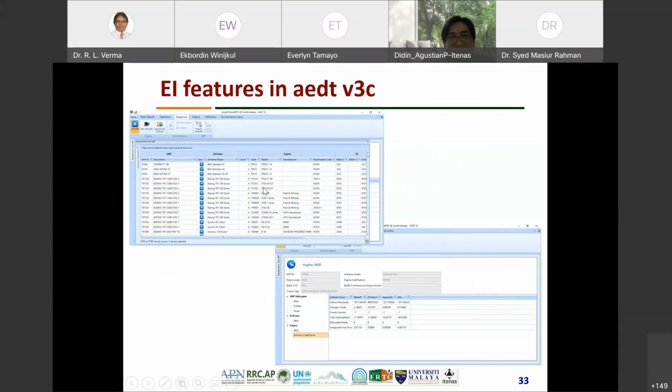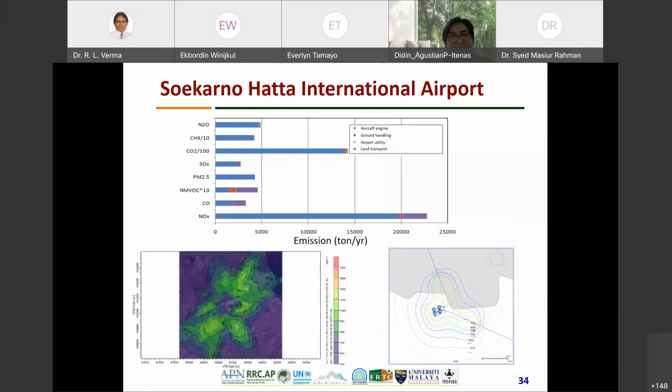We need to really input the detail type of aircraft. So we need to survey the airport and then collect the landing and takeoff information. Also to see the type of aircraft landing in that airport. This model is quite handy because it's Windows based, so it's quite user friendly to be used. This is one of the examples for case study in Soekarno-Hatta International Airport in Jakarta.